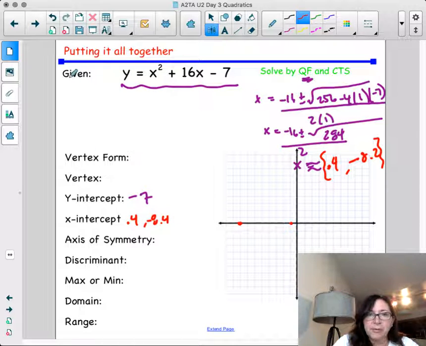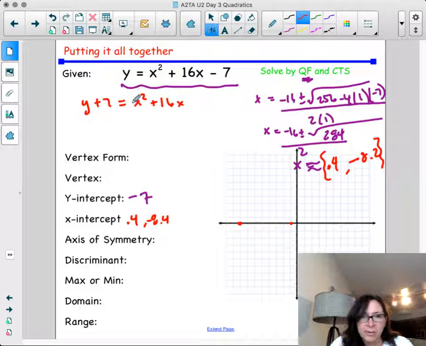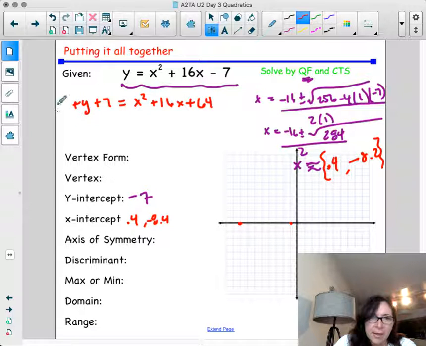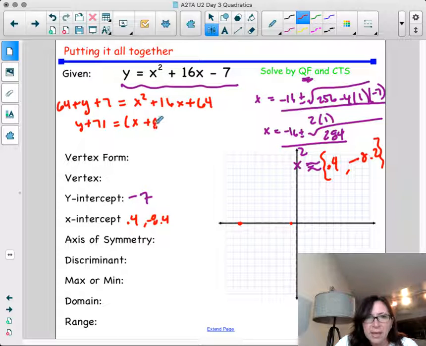All right. To put this in vertex form, I'm going to add 7. So I get y plus 7 equals x squared plus 16x. I don't have to factor any values out here because the coefficient of x squared is 1. So I just have to complete the square. Half of 16 is 8. 8 squared is 64. So I'm going to add 64 to both sides. This was a 7. So that's going to be y plus 71 equals x plus 8 quantity squared. So y equals x plus 8 quantity squared minus 71. My vertex is negative 8, negative 71.